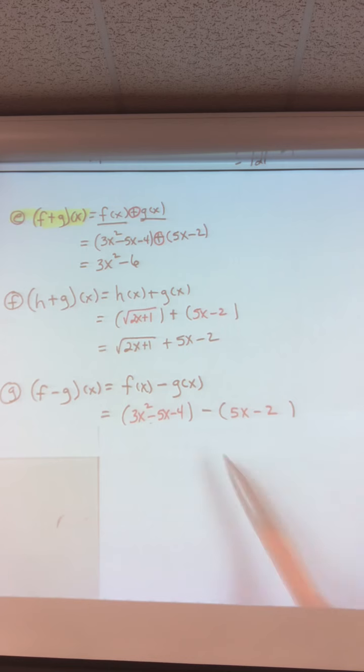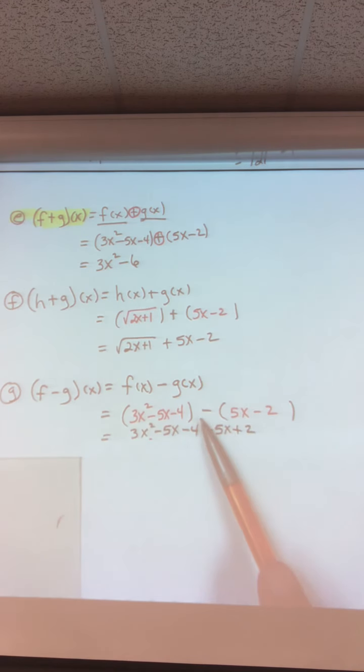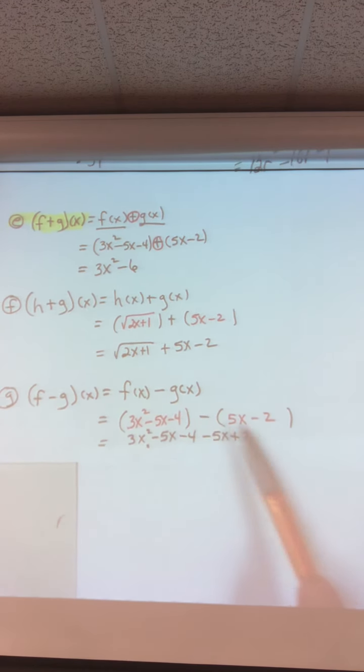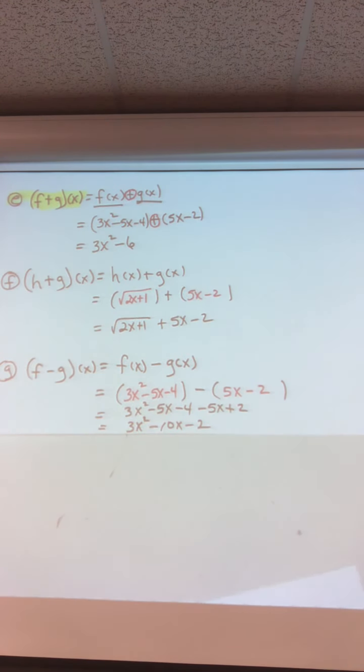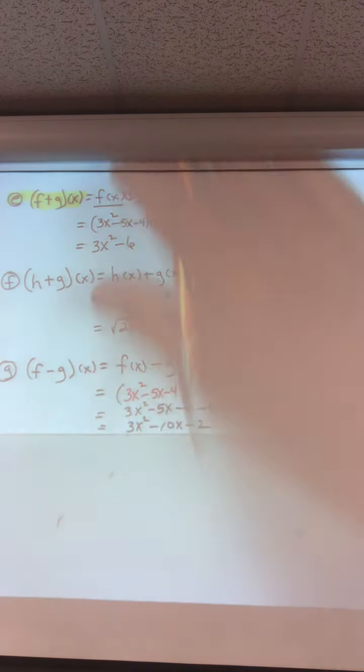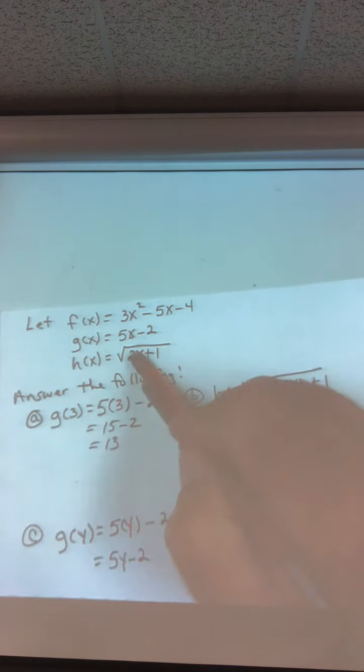miss your answer. So distribute with that negative, so it makes it negative 5x, and negative a negative is plus 2. Then add your like terms together. And once again, once you add those like terms together, there's nothing you can do with it after that. So that's your answer. But we're using these three functions in every one of these problems. Okay?